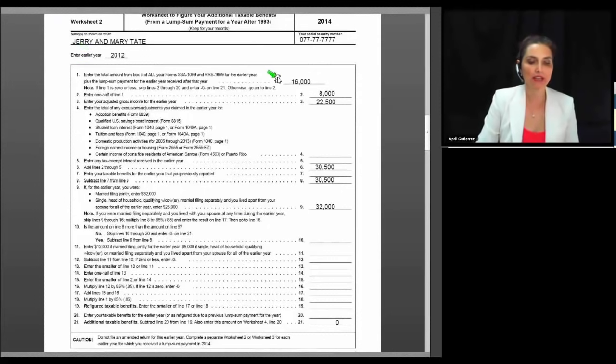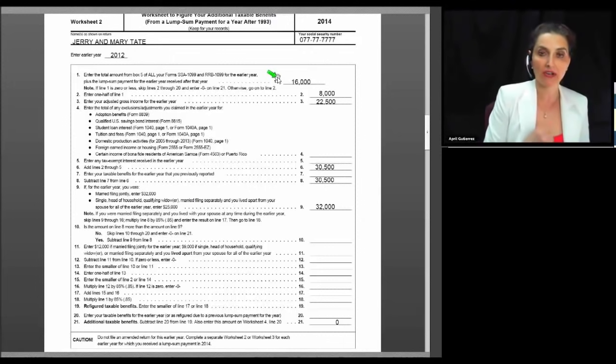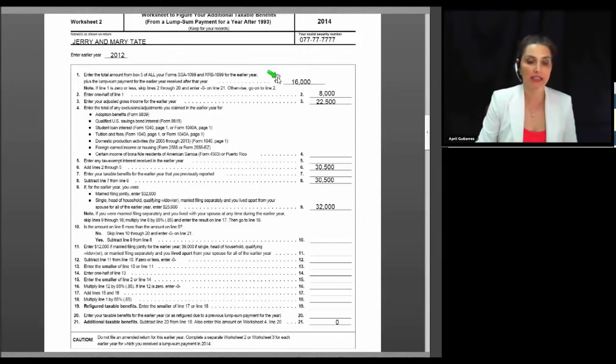We begin by entering the Social Security benefits that Jerry received for 2012, which was $5,000, and the Social Security benefits that Mary should have received, $11,000. We add those numbers together and we get 16. We then take half of line 1 and we get $8,000, and we add that to all of the other income that they received for the year.